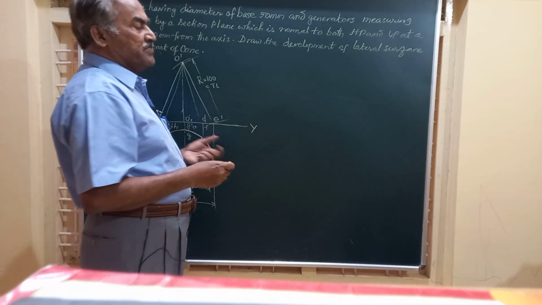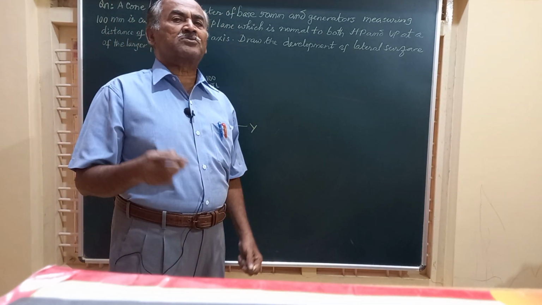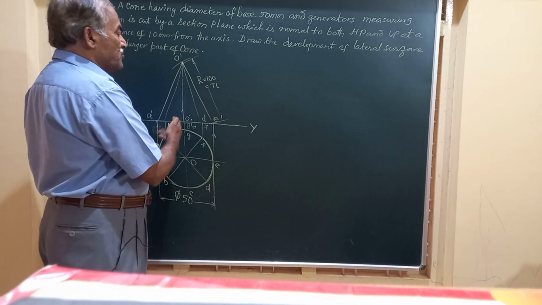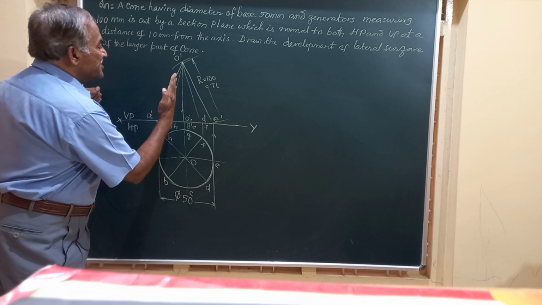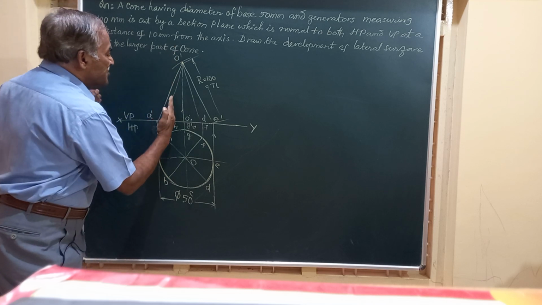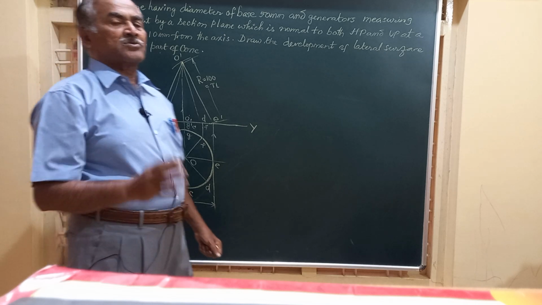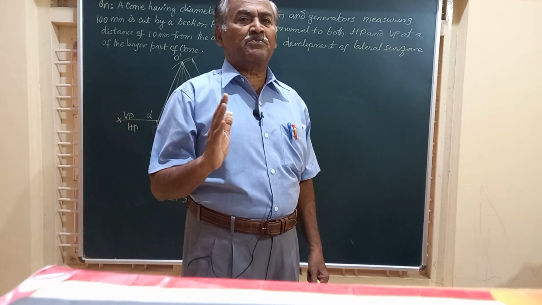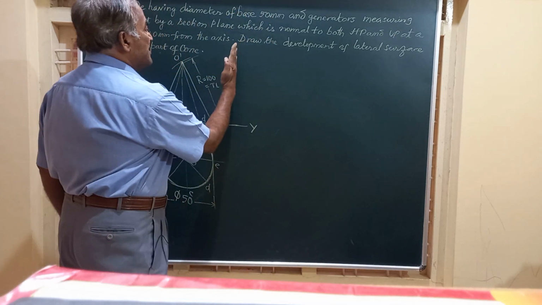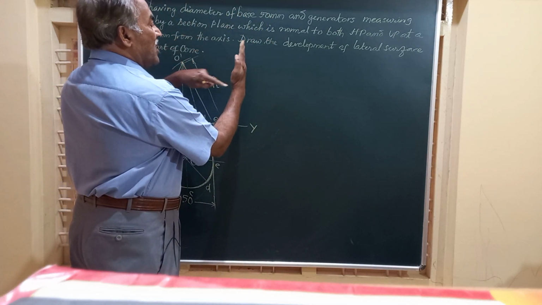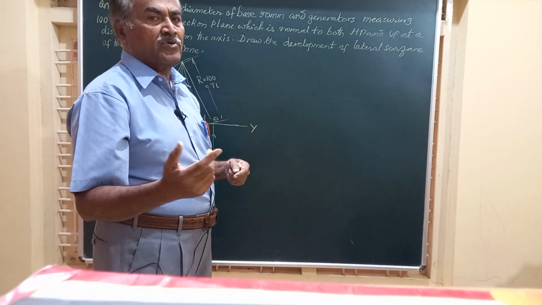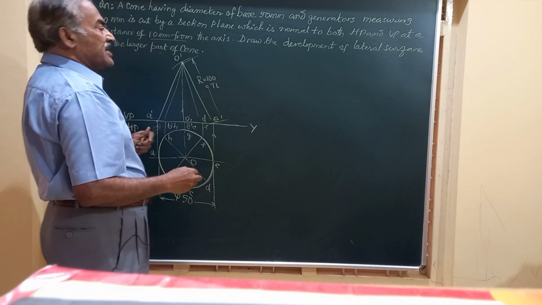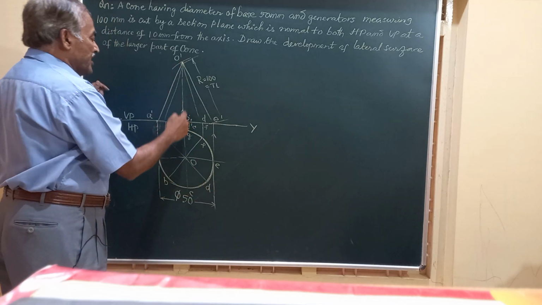So before the development, you have to see how the solid is being cut. Here friends, it is cut by a section plane in this position, by a section plane which is perpendicular to both HP and VP. So friends, whenever the section plane is perpendicular to both HP and VP like this, it is seen as a line in the front view and also as a line in the top view. And it is specified that it is at a distance of 10 millimeter from the axis. Axis is O dash, O1 dash.